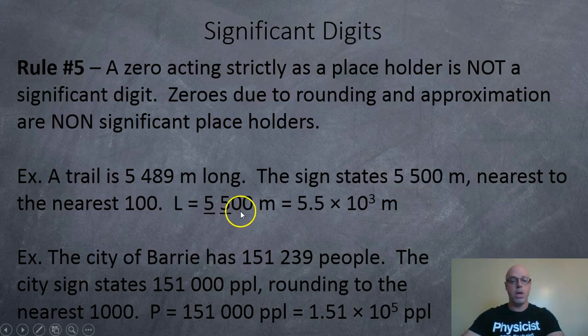The city of Barrie has 151,239 people today, but the sign may state that there's 151,000 people, and these zeros are obviously due to rounding, and we have rounded to the closest 1,000 people. So these zeros, we'll have to remove them when we rewrite it in scientific notation.